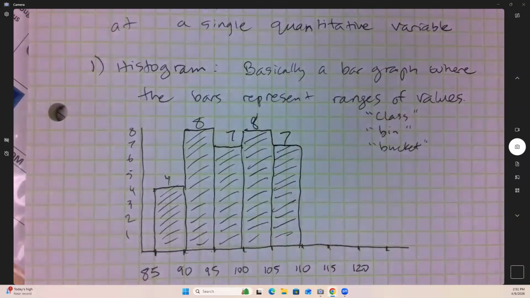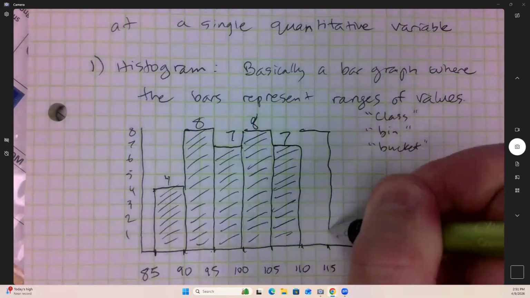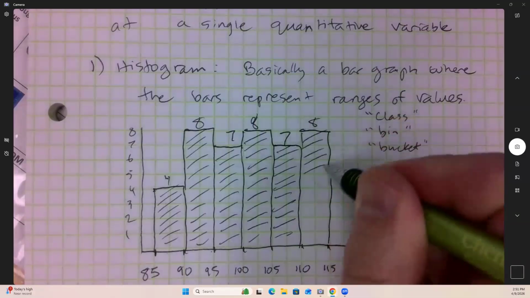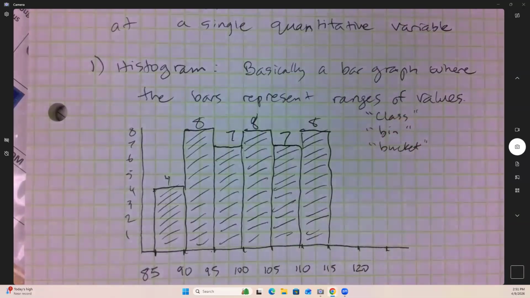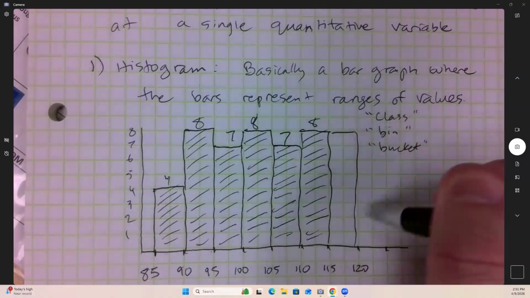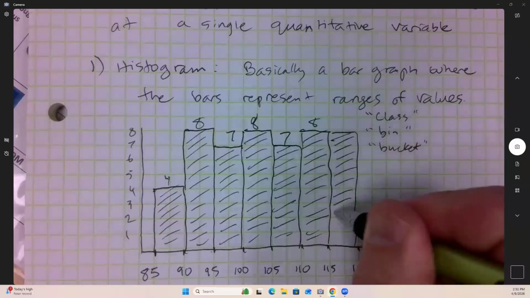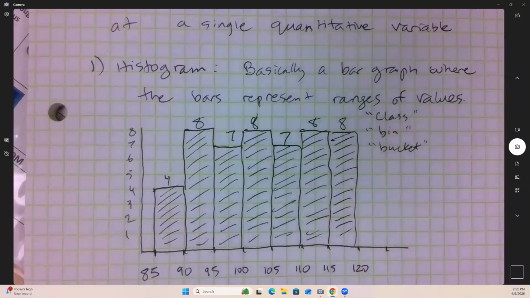Between 105 and up to, not including 110, another 8 here. And finally, 8 here. Because these homeworks are generated algorithmically, when you go to it, you might see the numbers are different. But this is how it turned out for us.